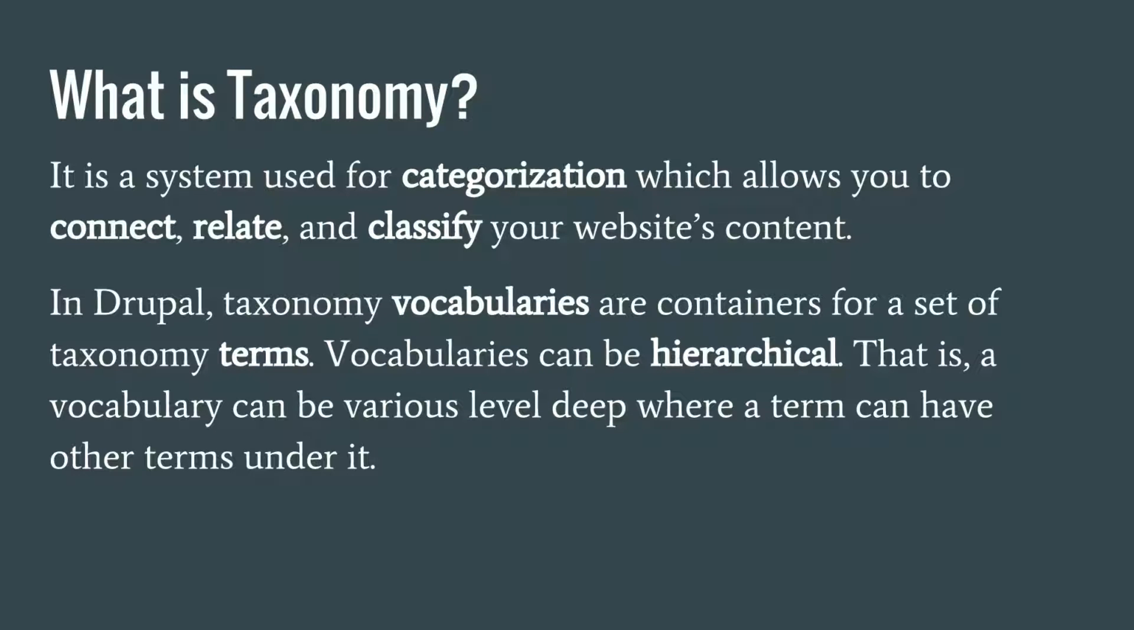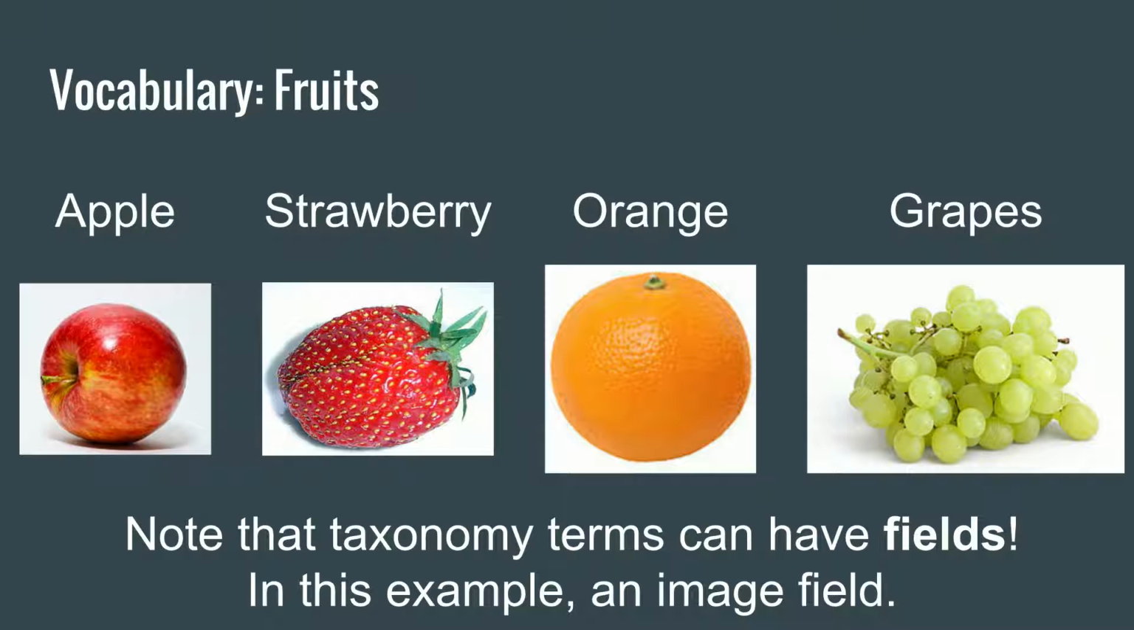Taxonomy is a scary word, but it is simply used for categorization. It allows you to connect, relate, and classify content of your website. And the only two things you need to learn about taxonomy are vocabularies and terms. Those are the only two words. So, what is a vocabulary? The vocabulary is a container. Similarly to a node that is a container of information, a vocabulary is a container of terms. So, a vocabulary contains taxonomy terms.